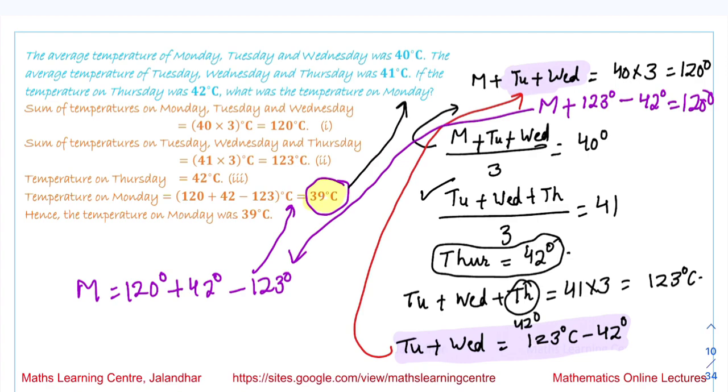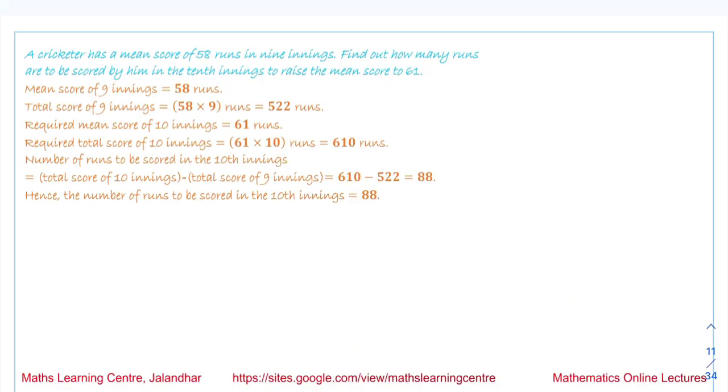Now next we have: a cricketer has a mean score of 58 runs in 9 innings. So we are saying x1 plus x2 and so on up to x9 over 9 is equal to 58.